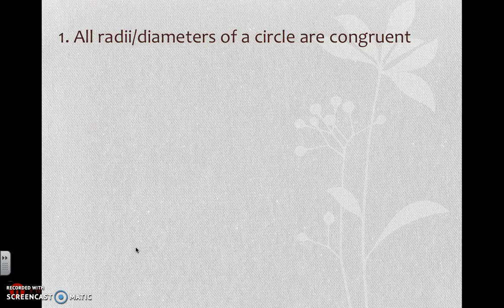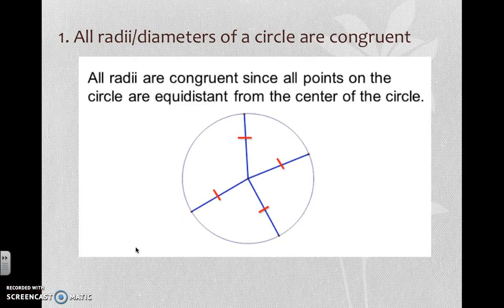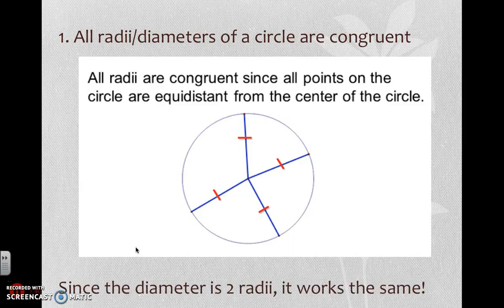Okay, so theorem number 1, so work on the worksheet right now, is that all radii or diameters, the slash means one or the other, of a circle are congruent. This is something that probably is common sense, but here's a picture. Since all of the points on the circle are equidistant from the center, all of the radii are going to be congruent. They're all the same distance from the center. And of course, the diameter is twice the radius. So since the diameter is made up of 2 radii, it works the same for the diameter.